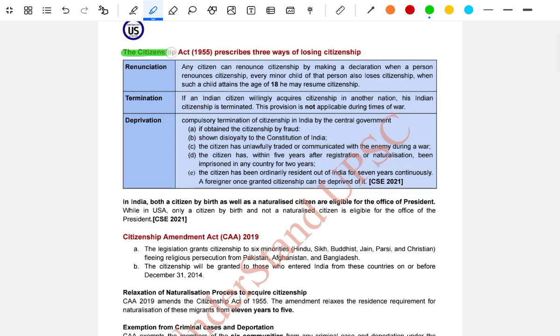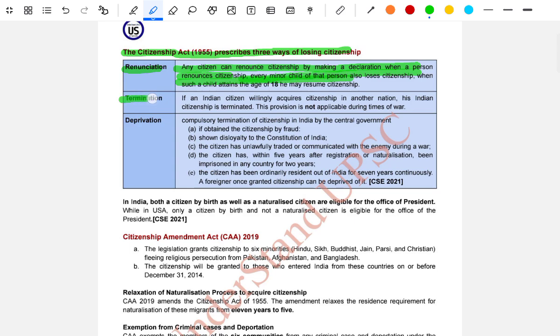The Citizenship Act 1955 prescribes three ways of losing citizenship. Renunciation: any citizen can renounce citizenship by making a declaration. When a person renounces citizenship, every minor child of that person also loses citizenship. When such a child attains the age of 18, he may resume the citizenship.